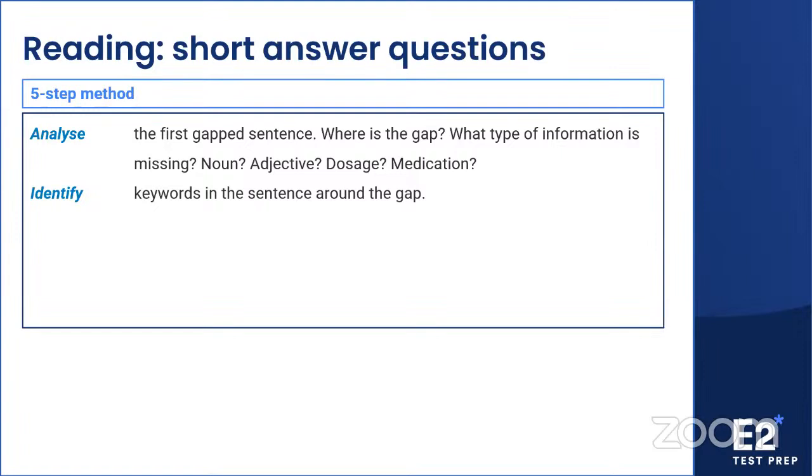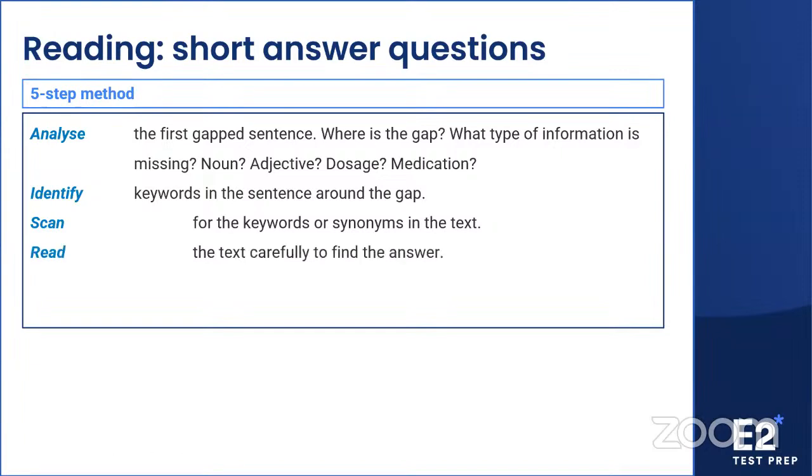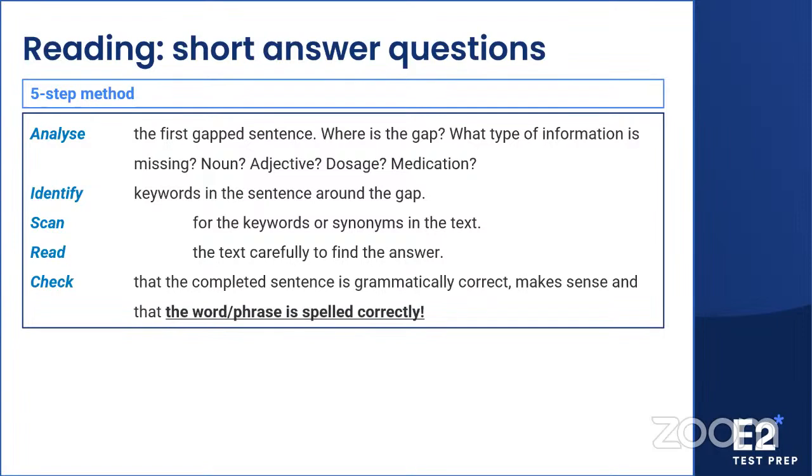So there's a method with this. First of all, you're going to analyze the gap sentence and think, where is the gap? What type of information is missing? Is it a noun, adjective, dosage, medication? That helps you to scan, right? Doing that is part of your speed reading skills, understanding what you're looking for. And then again, you're identifying the keywords in the sentence around the gap. And then you're precisely scanning for the keywords or synonyms for the word in the text. Then you read the text carefully to find the answer. And finally, I can't stress this enough, please check that you have spelled the word or the phrase correctly.